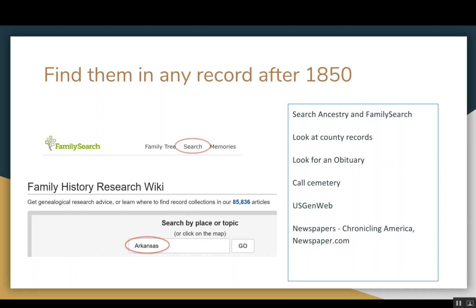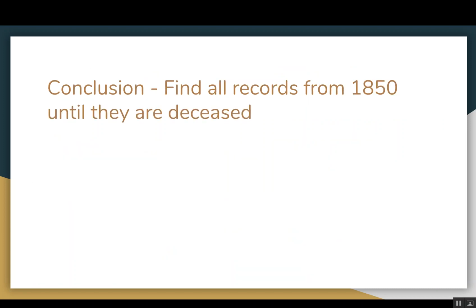You know when he died, 1890. You could see if there are any newspapers in that county around that time that might list an obituary. And then you can also just Google his name with his death information. And sometimes you'll find even obituaries that way. This is pretty long ago, and so you may not find an obituary, but it doesn't hurt just to do some more searching and see if there are any other records you can find him in before we step backwards. So in conclusion, you want to find all the records from 1850 until they are deceased.